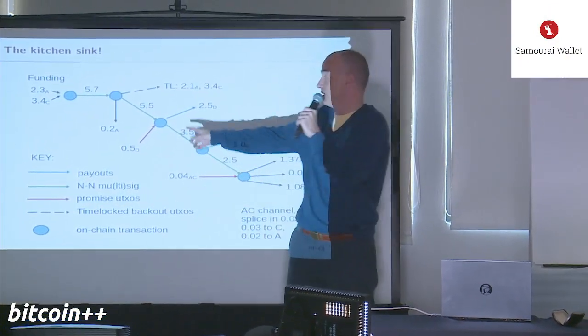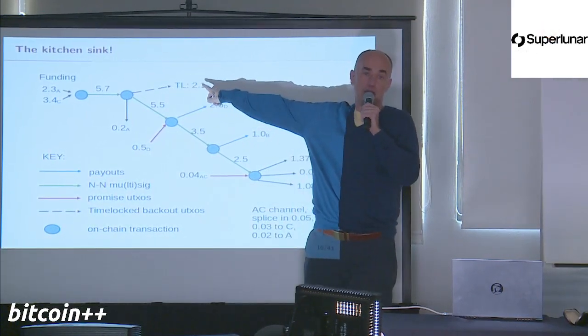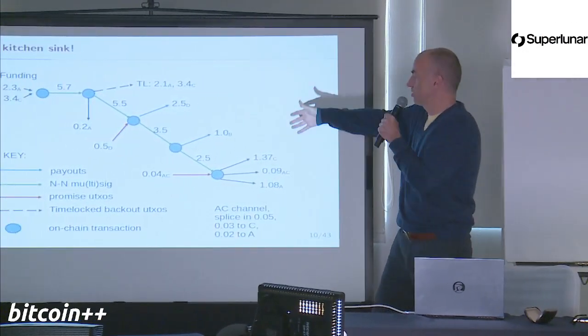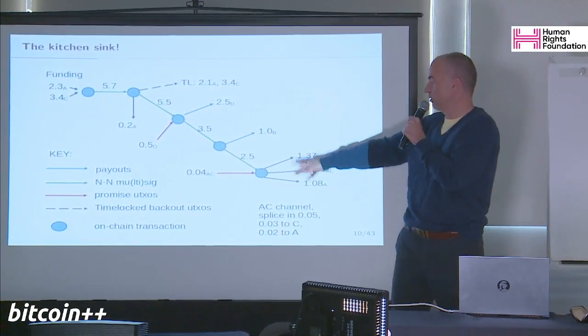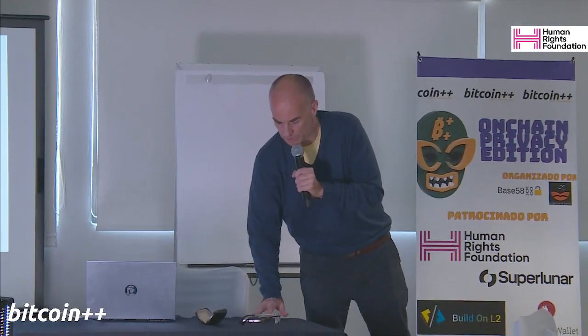Other ways it could be incented is, if the promise UTXO is coming from one of the parties who funded, they could actually have a penalty in the time lock backout. But maybe that's a detail. What else is going on here, apart from these two payments? What's going on at the bottom? Now, I think this is the really important part. This is the main thing I wanted to tell you, actually.